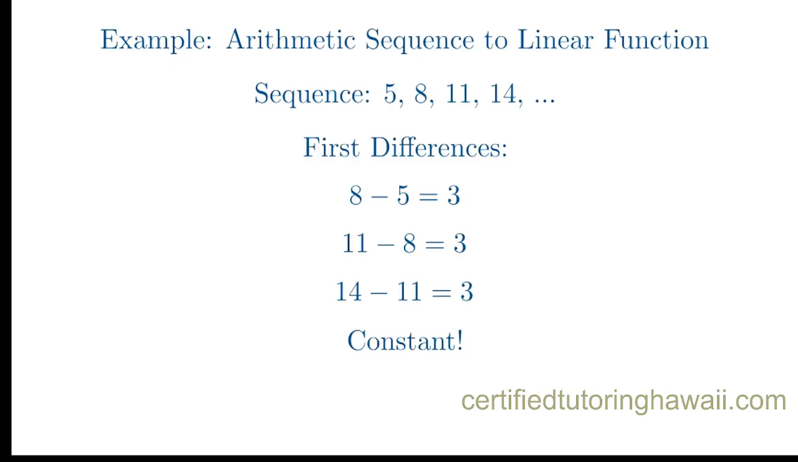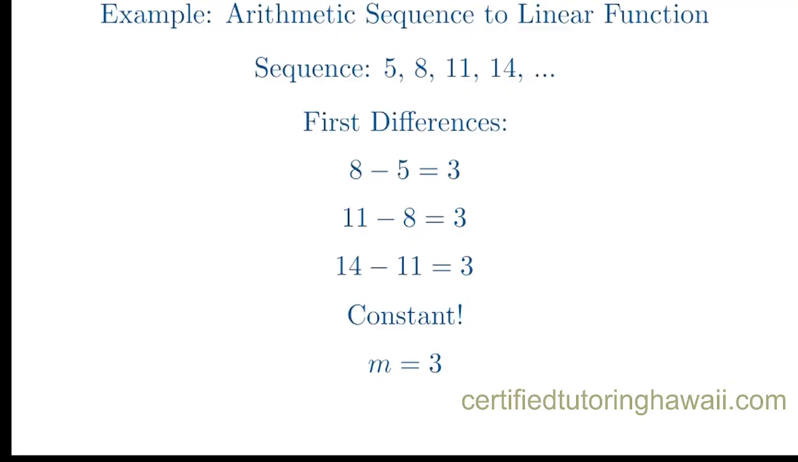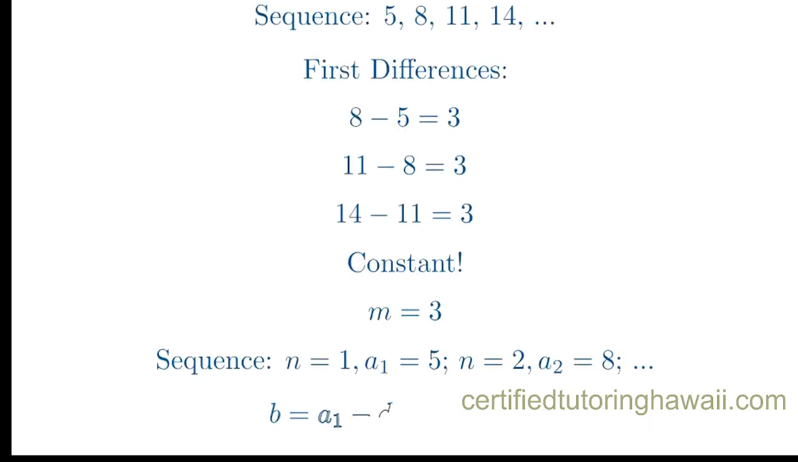This constant difference, 3, is our slope m. Next, we need the initial value b. This is the value of the function when x is 0. Our sequence starts at n equals 1, with the value 5. Since the common difference is 3, to find the value at n equals 0, we subtract 3 from the first term. 5 minus 3 is 2, so our initial value b is 2. That is, b equals the first term minus the common difference.